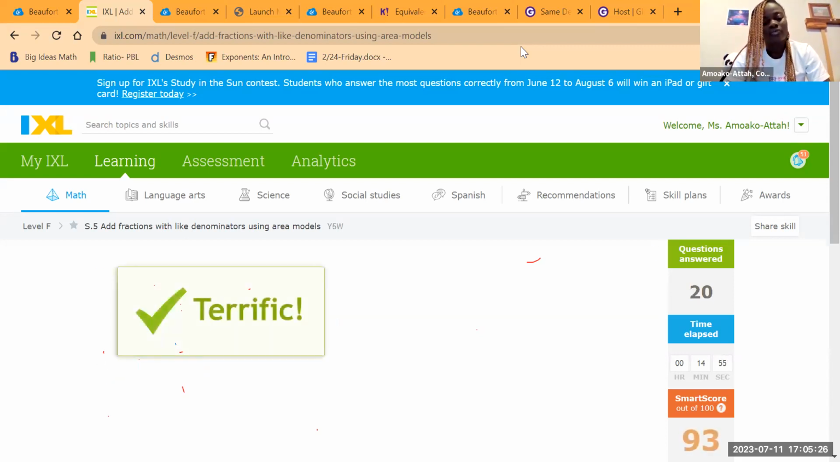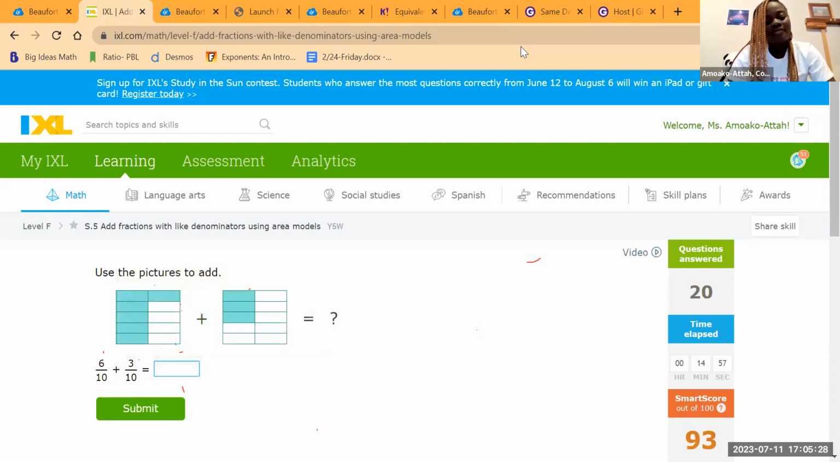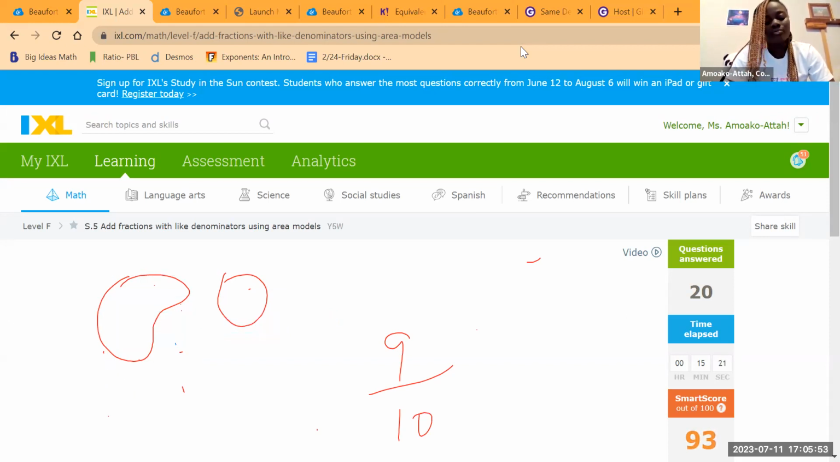Perfect. Terrific. We have 6 plus 3 because, again, we have 6 shaded portions over here and we have 3 shaded portions here. When you add the two together, you're getting 9 shaded portions. And how many divisions do we have in one of it? We have 10 divisions, giving us 9 out of 10. And this is the simplest form of it. So that would be your final answer.